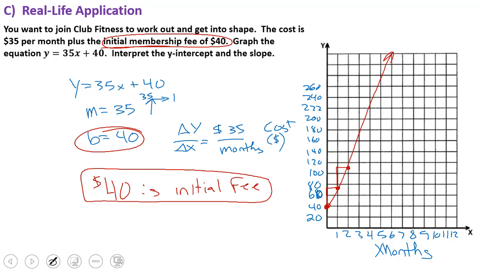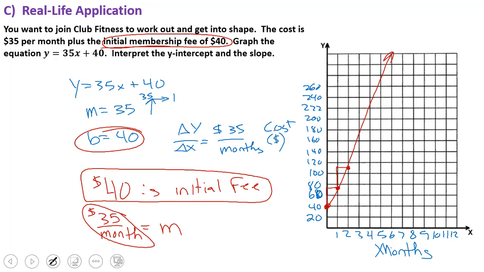And our slope of 35 is $35 per month. We already talked about that. So that's what our slope means. It means we're paying $35 per month. And we can interpret that in that way. And always interpret your y over your x. If your cost is over your months, then your interpretation is cost per month.